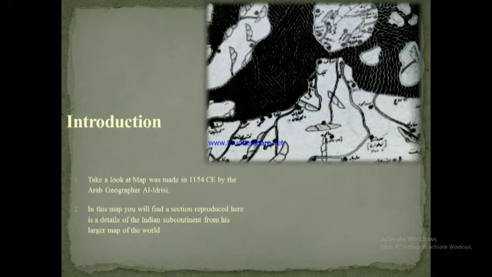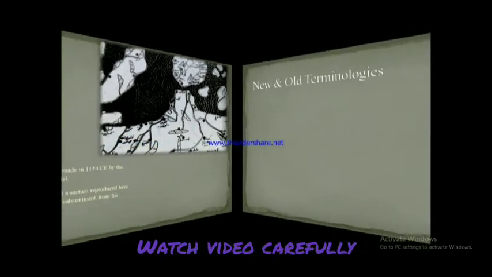Take a look at the map. It was made in 1154 CE by the Arab geographer Al-Idrisi. He prepared the map in the period of 1154 CE. The section reproduced here is a detail of the Indian subcontinent from his larger map of the world. In this picture you can see the Indian subcontinent, and at the top of that there are island nations. For example, the biggest island at the top of the landmass is Sri Lanka, and the other continents.